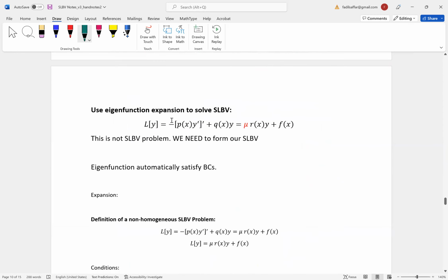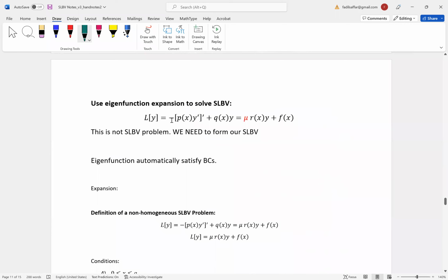Let's move on. And we'll move to application of what we just said, which is basically using eigenfunction expansion to solve SLBV problems. This is the form of differential equation that we will apply the eigenfunction expansion to.